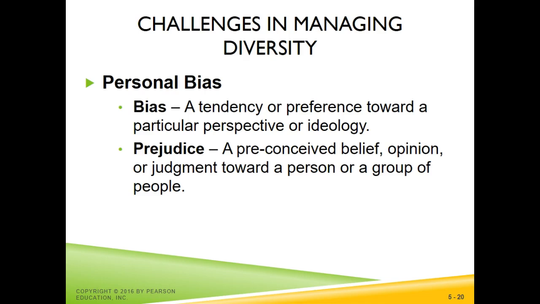So bias is a term that describes a tendency or preference towards a particular perspective or ideology. It's generally seen as a one-sided perspective. Our personal biases cause us to have preconceived opinions about people or things. Such preconceived opinions can create all kinds of inaccurate judgments and attitudes. One outcome of our personal biases can be prejudice, which is a preconceived belief, opinion, or judgment toward a person or a group of people. Our prejudice can be based on all types of diversity we discuss, being race, gender, ethnicity, age, disability, religion, sexual orientation, or even other personal characteristics.